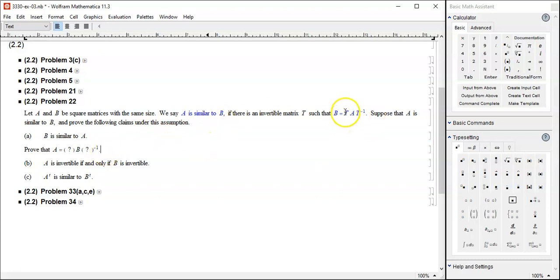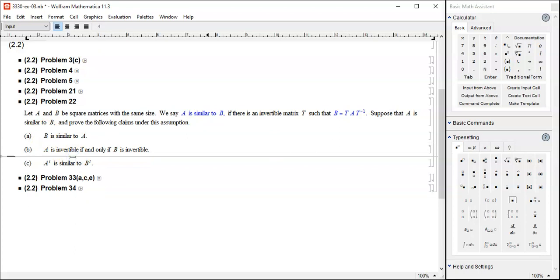The letter T is not that important. You see, we only need an existence, a certain matrix T. Whether I use T or P or some other character R, it doesn't really matter. As long as we have something and that thing's inverse, we have similarity there. So if A is similar to B, then B is similar to A.